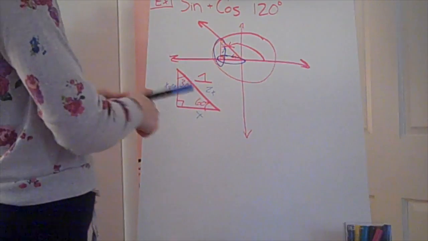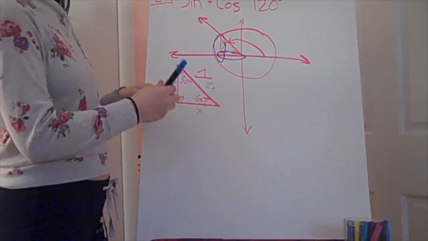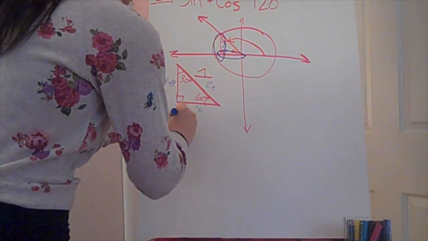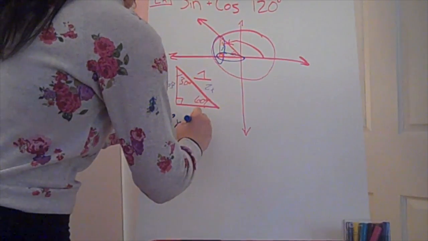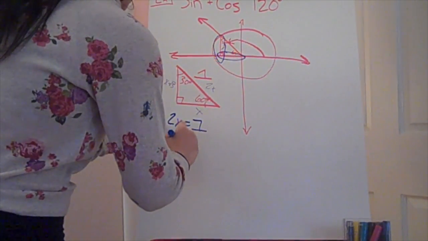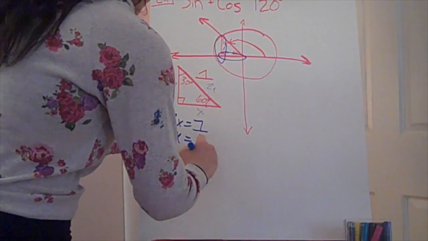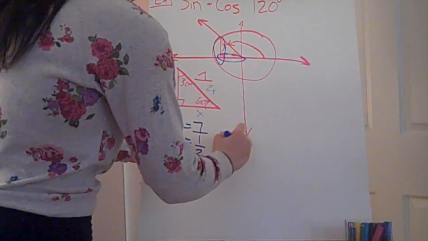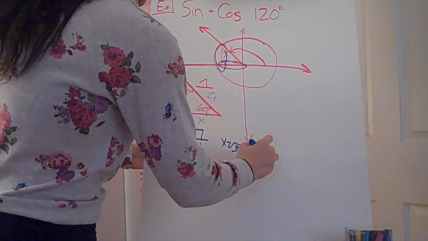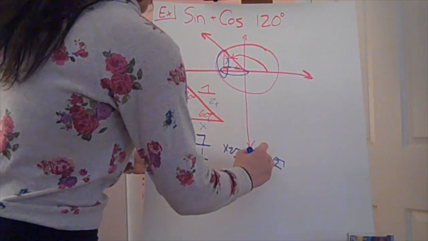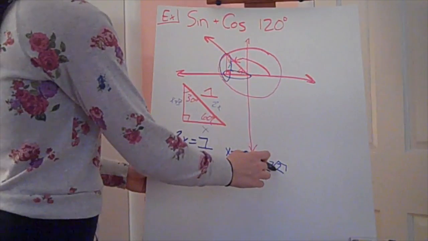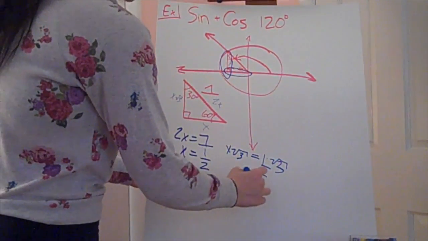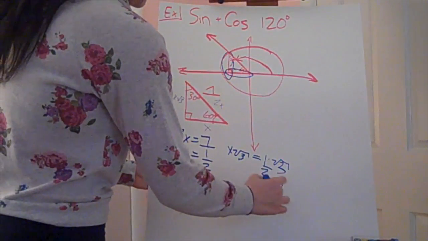So if this side is equal to 1, we can say 2x is equal to 1. We know x must equal 1/2. So then x root 3 must equal 1/2 times the square root of 3, which equals the square root of 3 over 2.